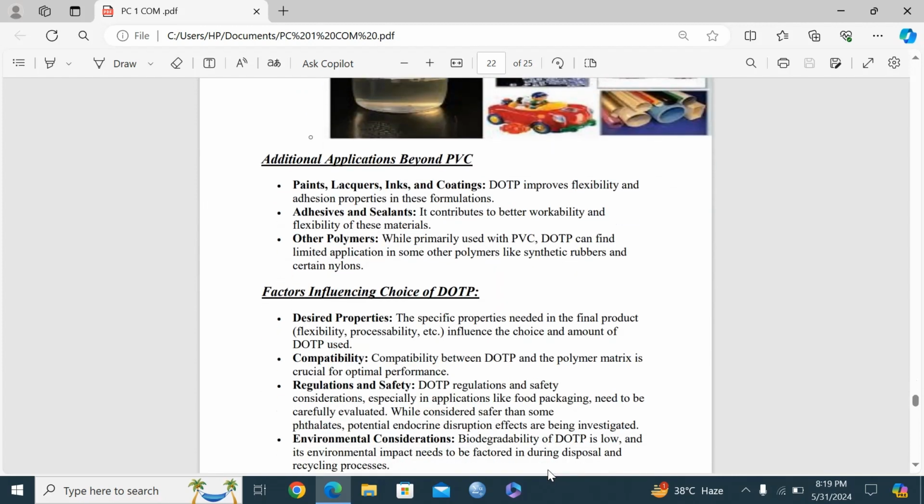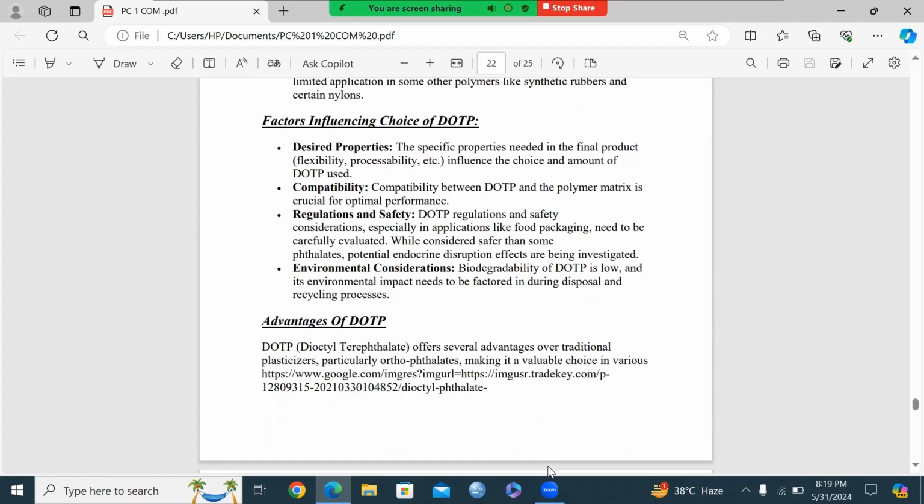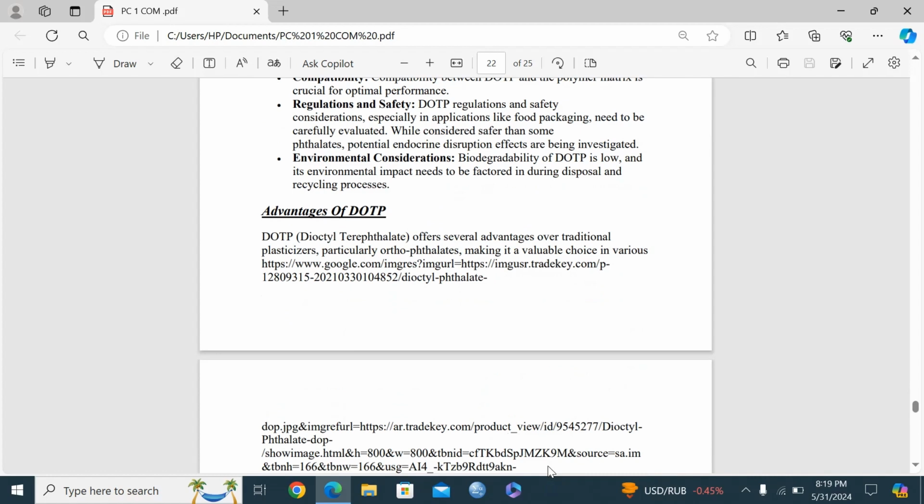Additional applications of PVC: paints, lacquers, inks, and coatings. DOTP improves flexibility and adhesion properties in the formulation. Other polymers: while primarily used with PVC, DOTP can find limited application in some other polymers like synthetic rubber and certain nylons. Factors: desired properties, the specific properties needed in the final product, influence the choice and amount of DOTP used. Regulation and safety: DOTP regulation and safety considerations, especially in applications like food packaging, need to be carefully evaluated. Environmental considerations: biodegradability of DOTP is low, and its environmental impact needs to be factored in during disposal.